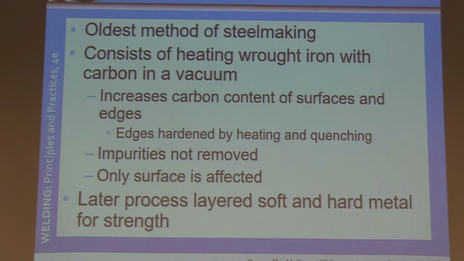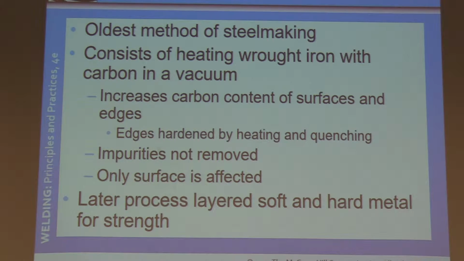So let's read from the book, page 51. Bolded item, cementation is the oldest method of steel making. It consists of heating wrought iron with carbon in a vacuum. This increases the carbon content of surfaces and edges, which can then be hardened by heating and quenching. The metal is not molten during steel making. Hence, impurities are not removed from the iron, and only the surface of the metal is affected. It is probable that most of the steel of ancient times was produced in this way.